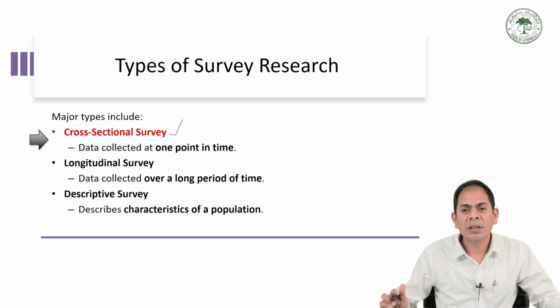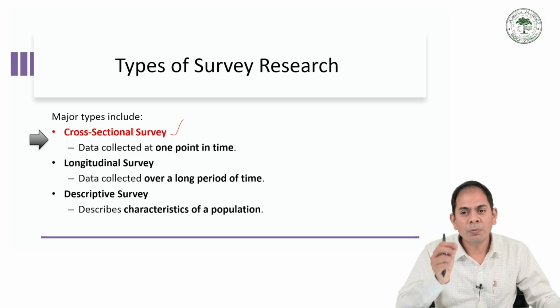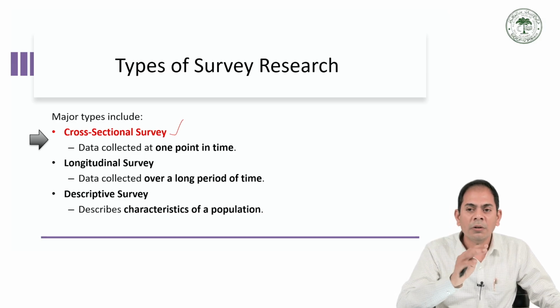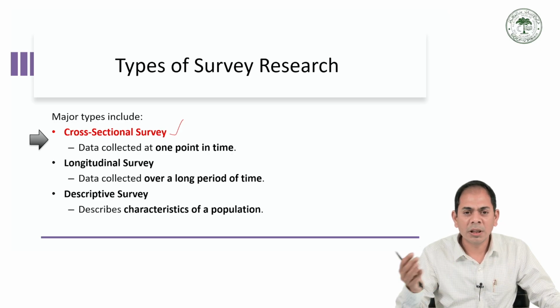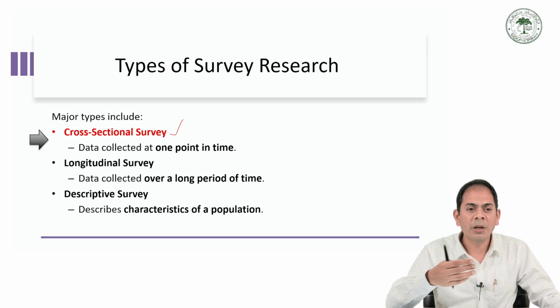A cross-sectional survey is a type of survey research in which data is collected at one point in time from all age groups. In this method, generally the researcher studies the present condition, opinion, behavior or status of the population without following them over a long period of time.